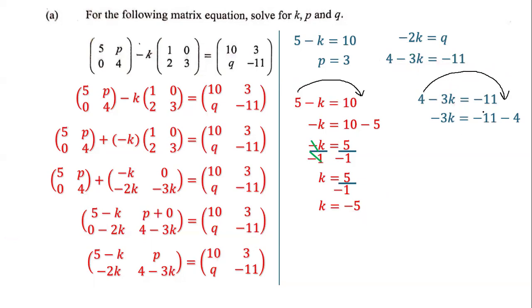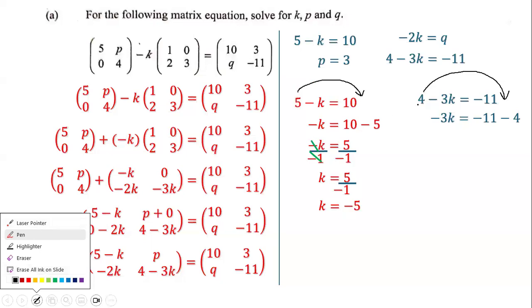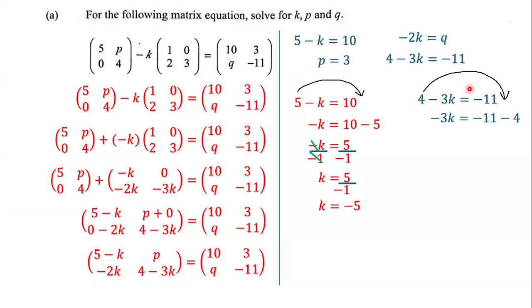It was positive 4, but when we send it over the equal sign, it becomes a negative 4. So what we have here is 4 sent over the equal sign. It was a positive, but when we send it over, it becomes a negative. So we have a negative 11 minus 4. So we have negative 3k is equal to negative 11 minus 4.